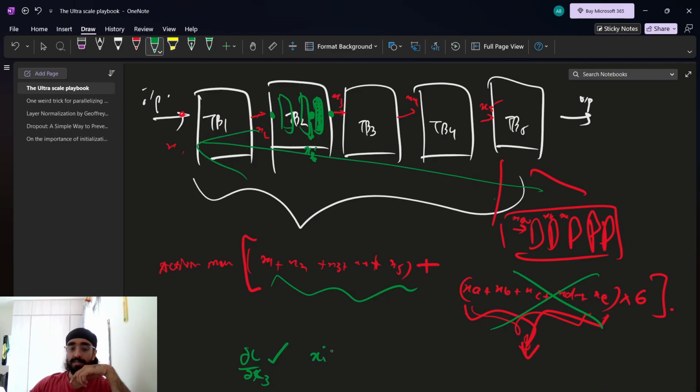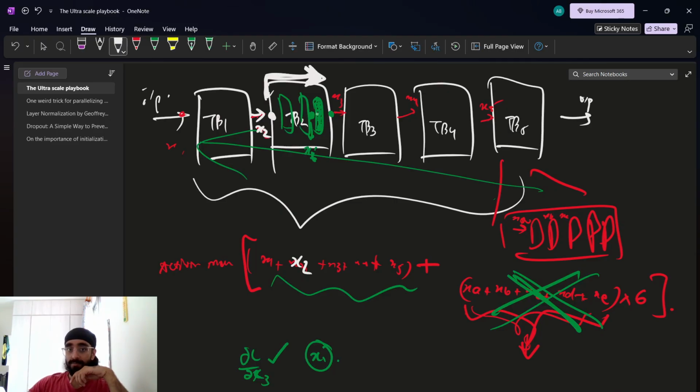You also need x intermediate. How do you get x intermediate? Because you did not save x intermediate, right? The way you get x intermediate is you have x2 because you saved x2 here. You do a mini forward pass again, like a redundant computation.